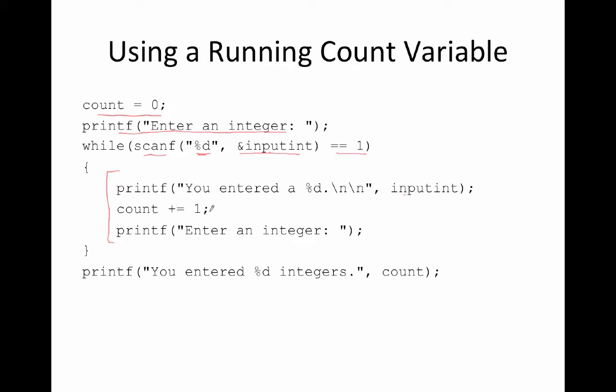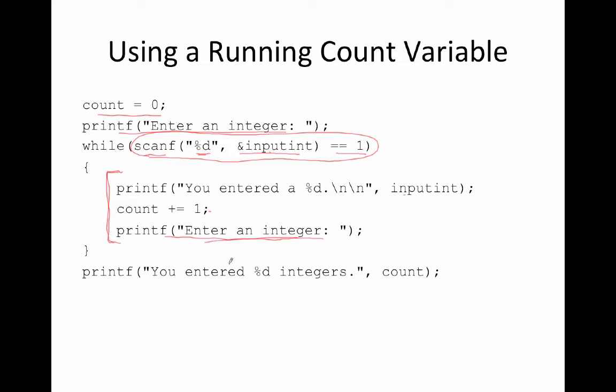We'll add 1 to our running count, so now count would be 1, and we'll prompt the user again to enter an integer. So that will send control up to the top to the condition, where once again the scanf function is attempting to read an integer into the location of the variable inputInt. So if the user enters a second integer and the scanf is therefore successful, the scanf function will return 1, and again we'll execute the action. We'll echo print what the user entered, we'll add 1 to count, so count would now be 2, and we prompt again to enter an integer.